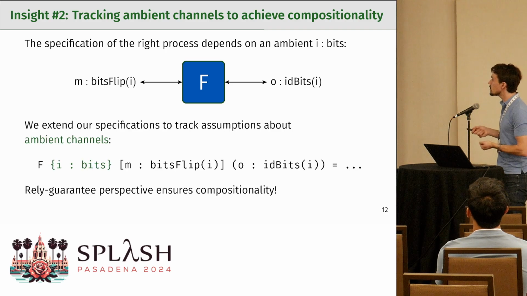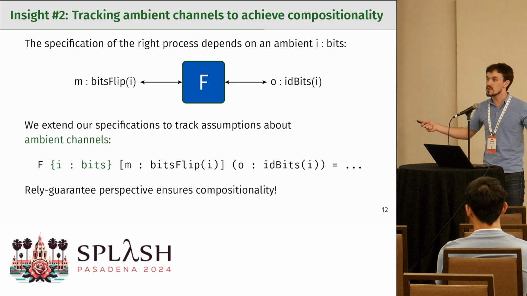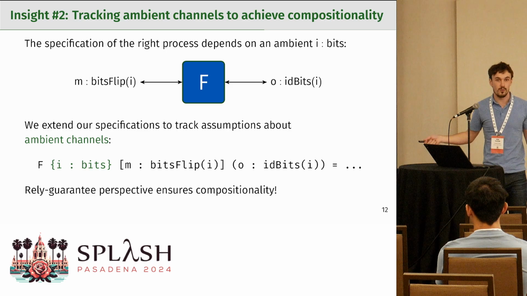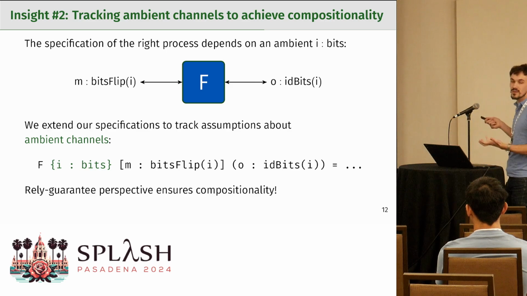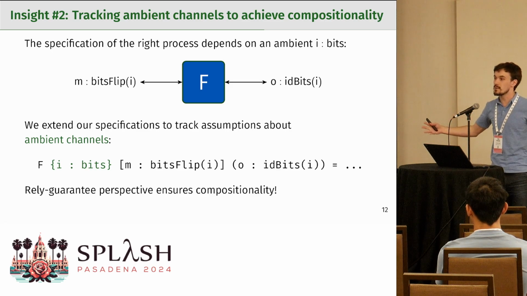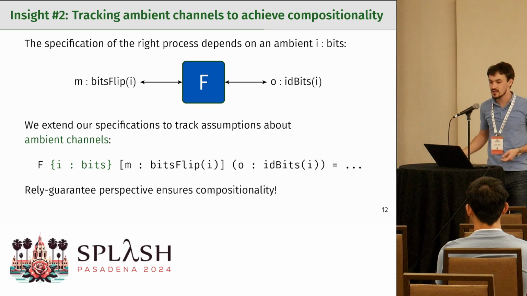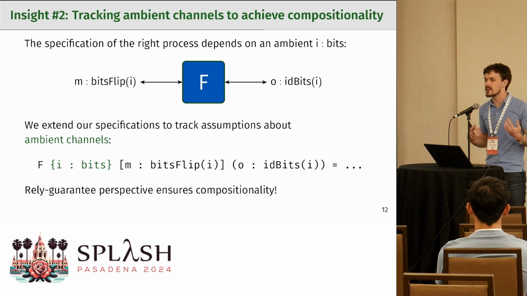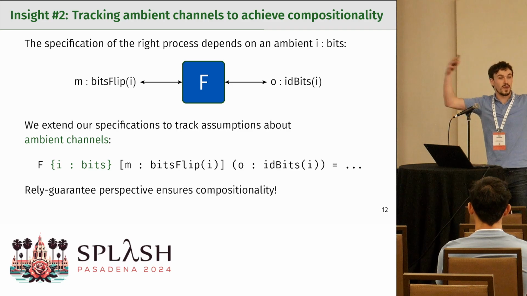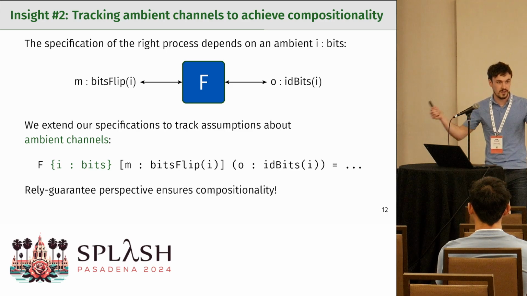And so we need to extend our specifications to track assumptions that we make about the ambient environment where we live. This helps ensure that the types remain well formed. Informally, what this means is the process has a given behavior provided the environment behaves according to the types in this ambient context that I've put in curly braces. You can also give it a rely-guarantee interpretation: relying on the fact that the environment behaves according to the specification, I guarantee that my process will behave according to the types in my spec.